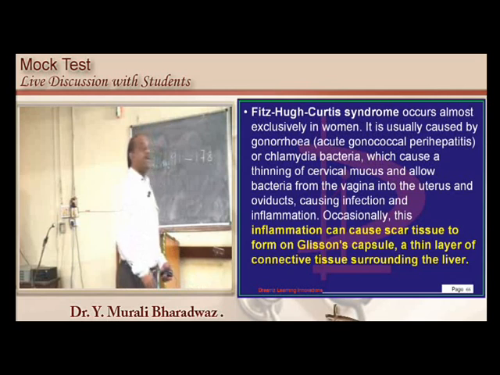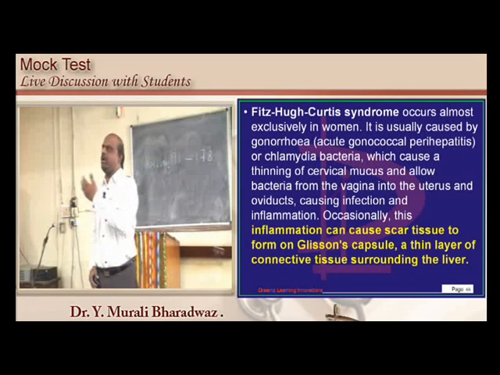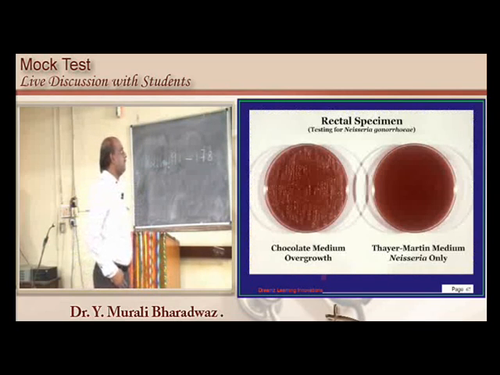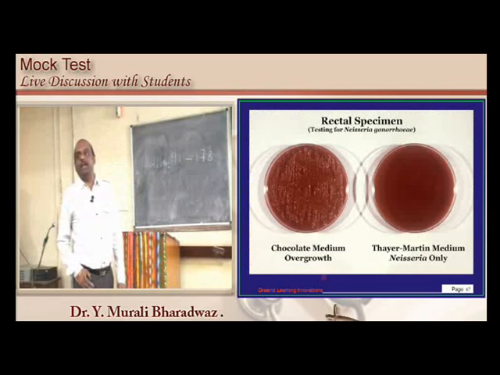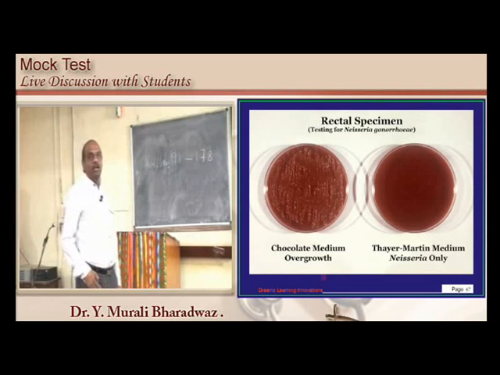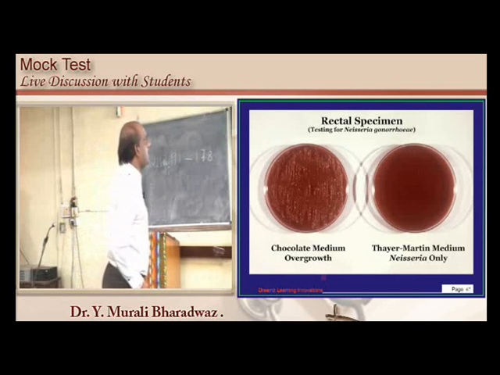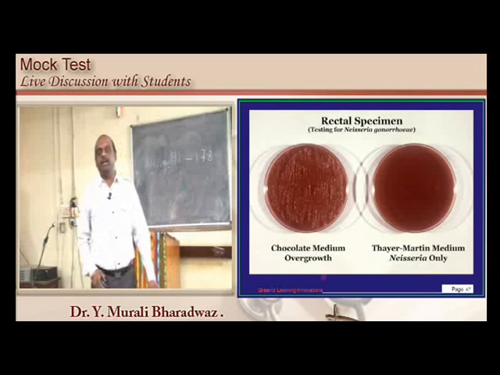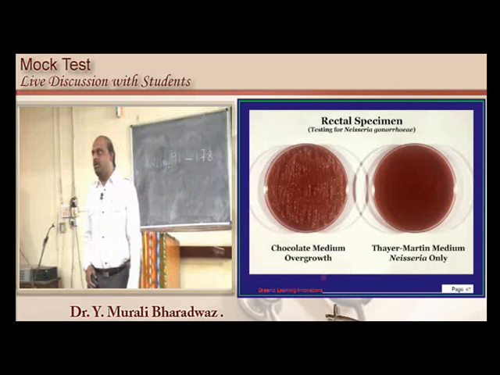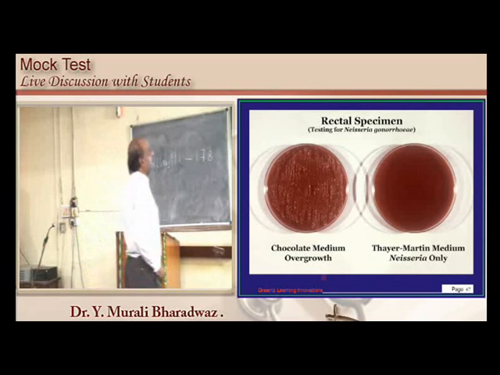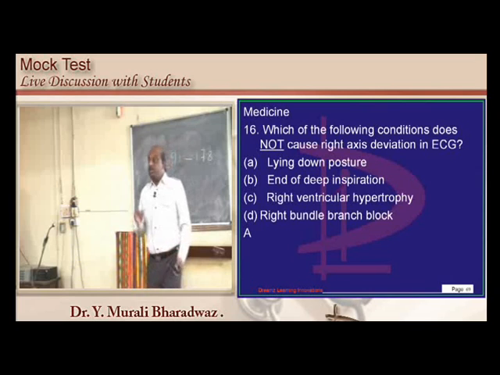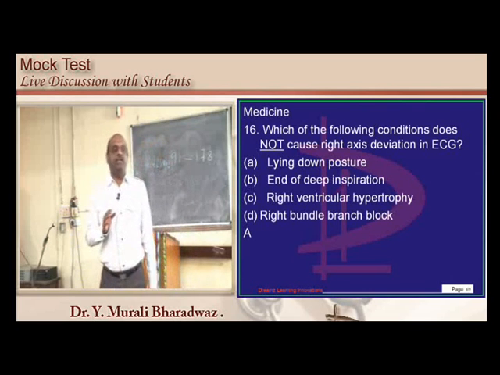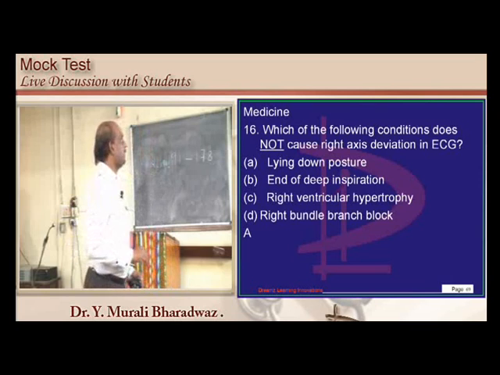But anyway, there is a chocolate medium where there is an overgrowth of all the rectal or urethral sample specimens. If you grow, all organisms will grow. It is not selective. But in Thayer-Martin, only the Neisseria will grow. So if Thayer-Martin has grown, it should be Neisseria. So considering the presence of DIC, multi-system failure, shock, etc., we conclude that it is Waterhouse-Friderichsen syndrome, which is caused by the Neisseria, is what needs to be remembered. Now, which is not a cause of right axis deviation of ECG is a very important question.